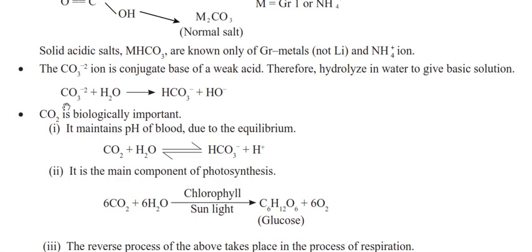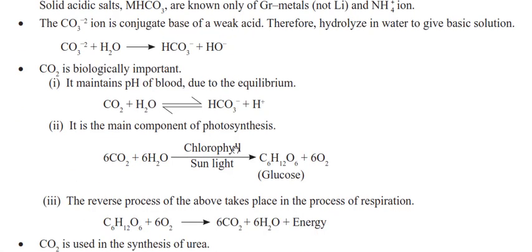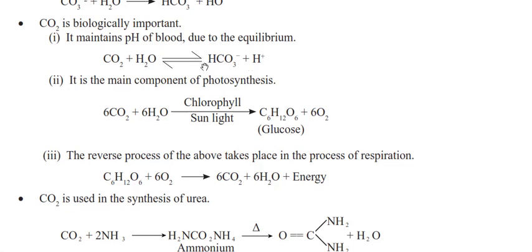And CO2 has lots of biological importance. It maintains the pH of blood via this equilibrium, so this can act as a buffer in our body. As we know, photosynthesis in plants requires CO2 to make glucose, and the reverse process is also there. Whenever we eat food, we produce carbon dioxide.